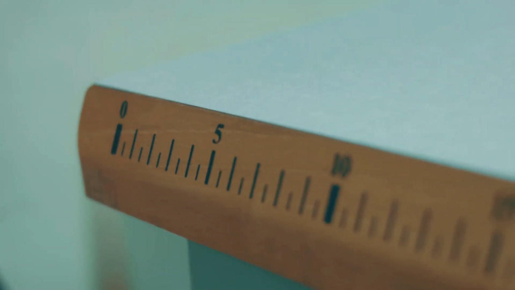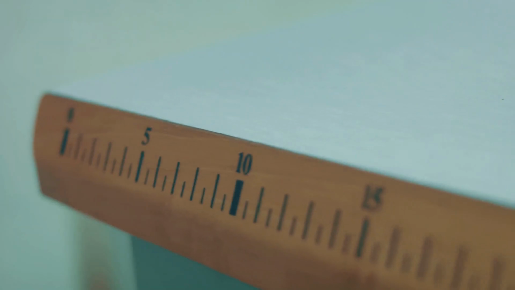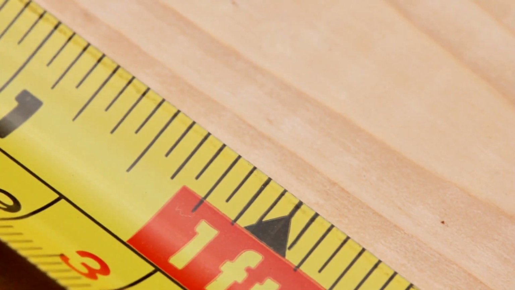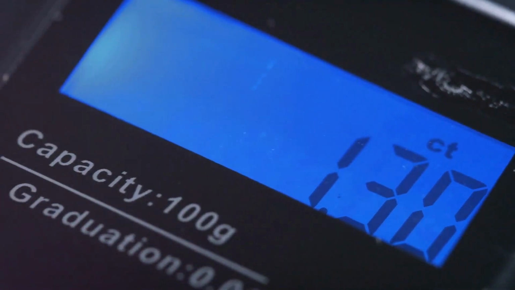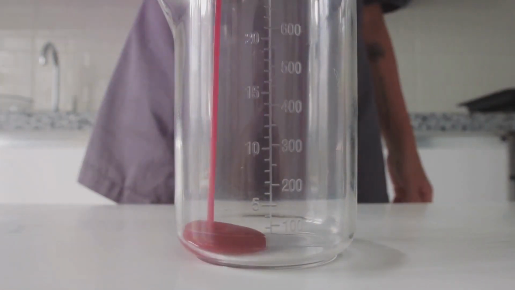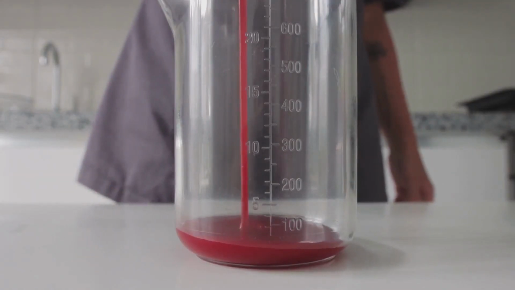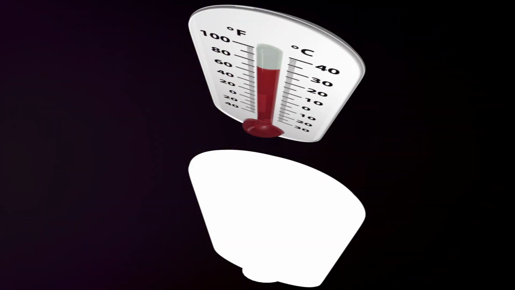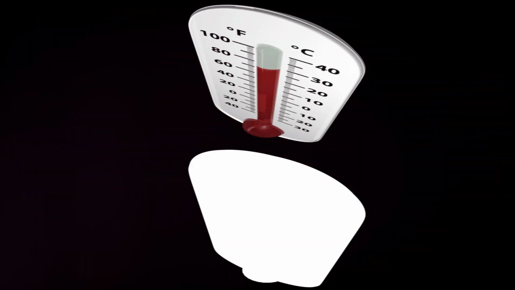Units: length, meter (m); mass, gram (g); volume, liter (L); temperature, Celsius (°C). Conversion: length, 1 kilometer (km) equals 1000 meters (m); mass, 1 kilogram (kg) equals 1000 grams (g); volume, 1 liter (L) equals 1000 milliliters (ml); temperature, Celsius (°C) equals Fahrenheit (°F) minus 32 multiplied by 5/9.